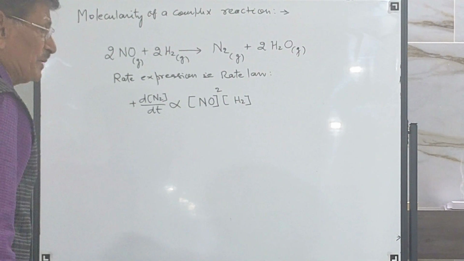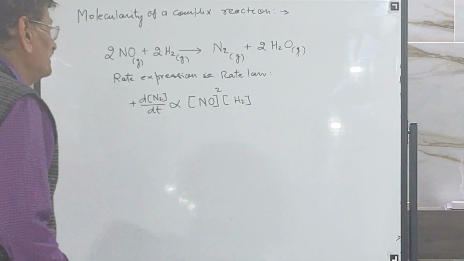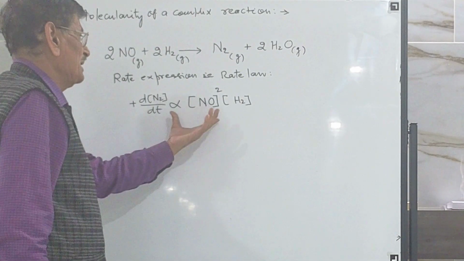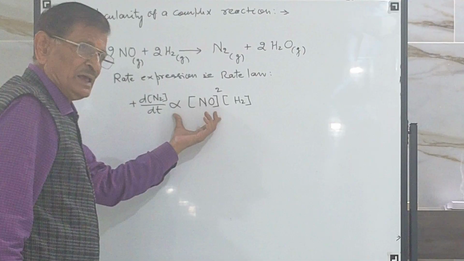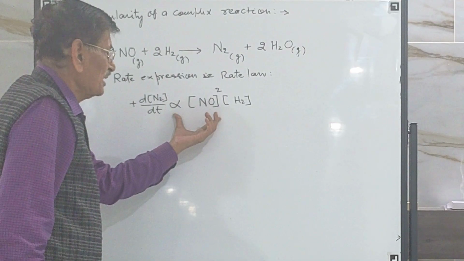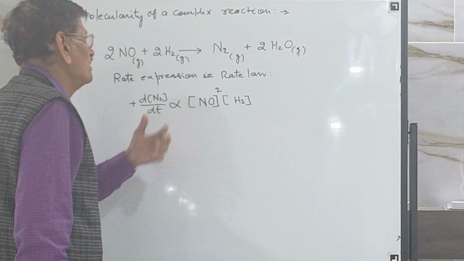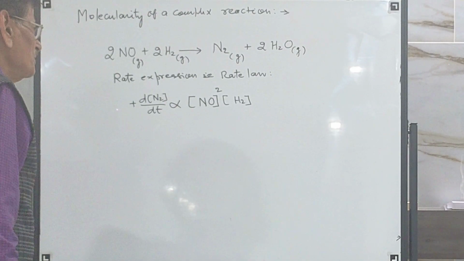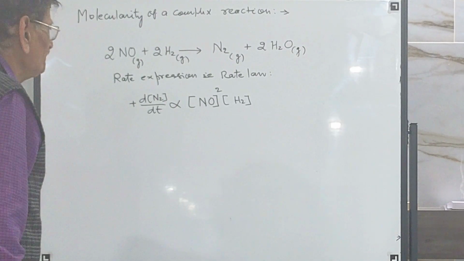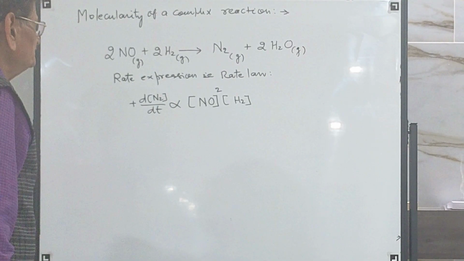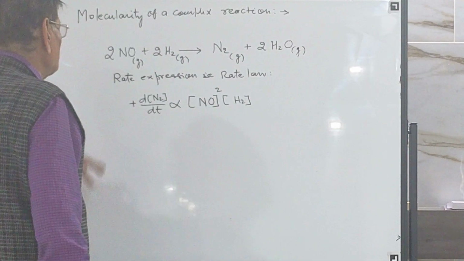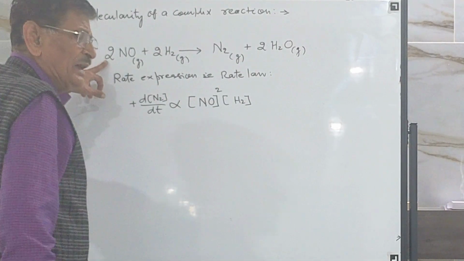This is experimental, and therefore this experimental observation is expressed in the following mathematical form. This is known as the rate law of the reaction. Now, this rate law of the reaction, which is experimentally based, is not at all consistent with this chemical equation.